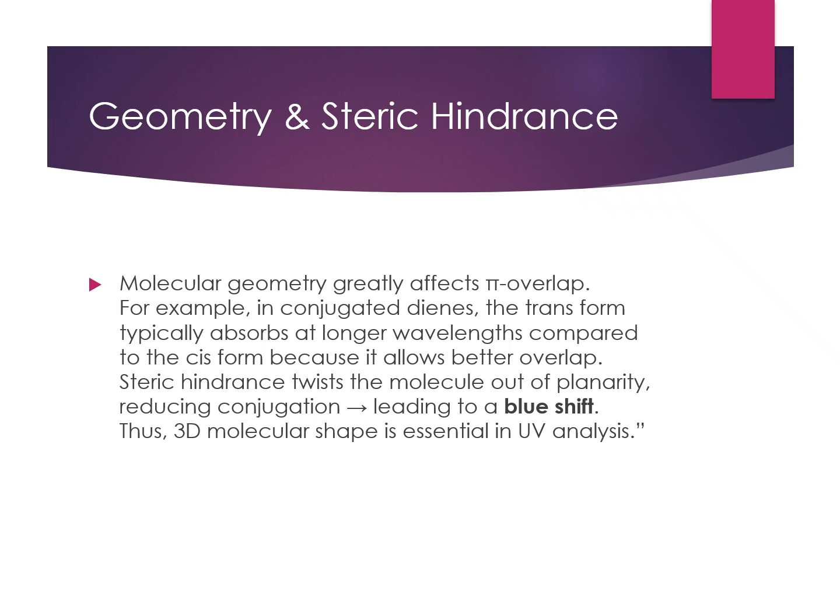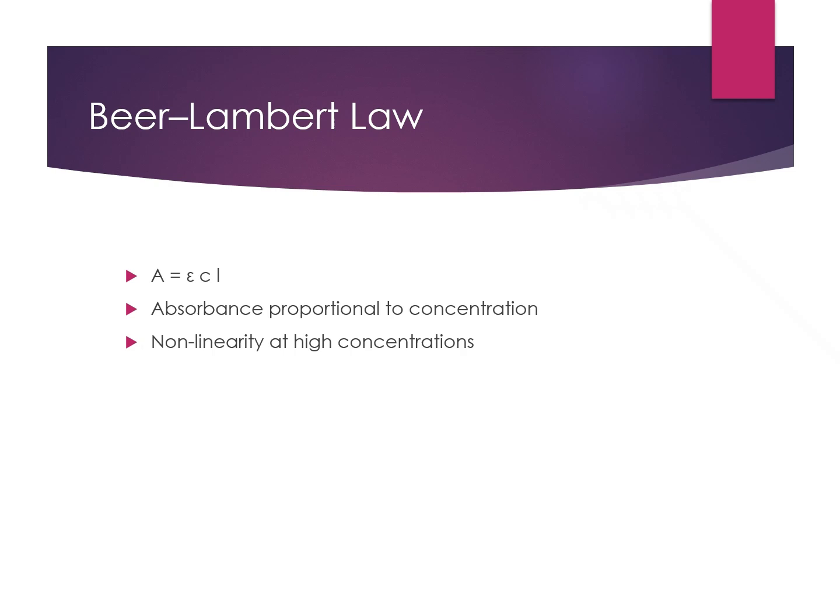The relationship between absorbance and concentration is expressed by the Beer-Lambert law. A equals epsilon C L, where A is absorbance, epsilon is molar absorptivity, C is concentration, and L is path length. Absorbance increases linearly with concentration only within a limited range. Very high concentrations lead to deviation because molecules interact, scatter light, or aggregate.